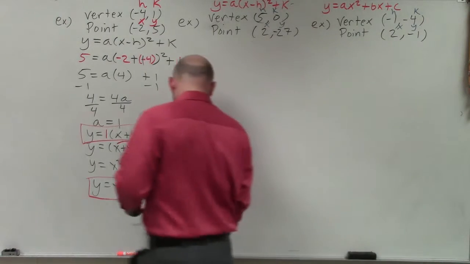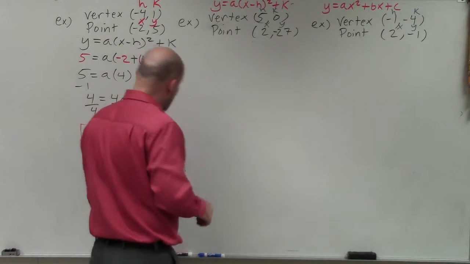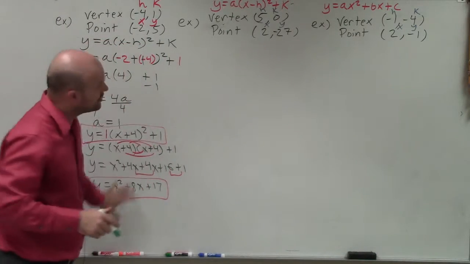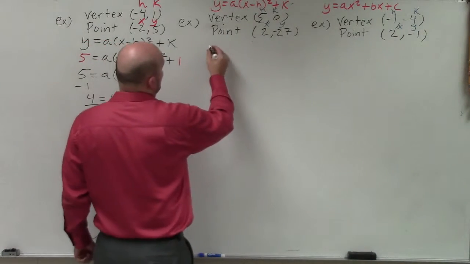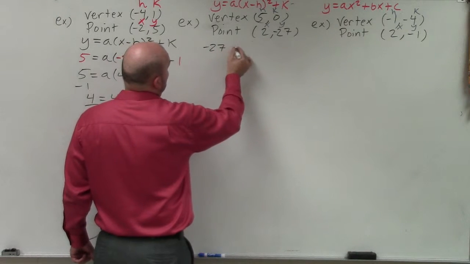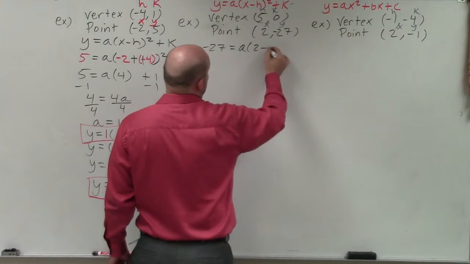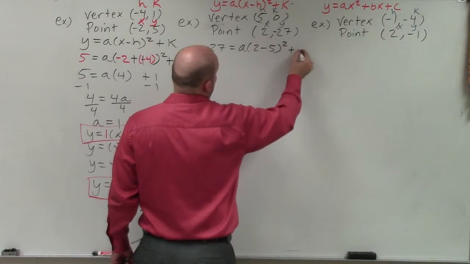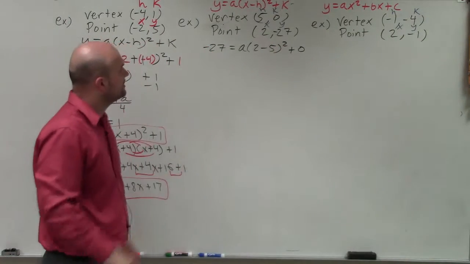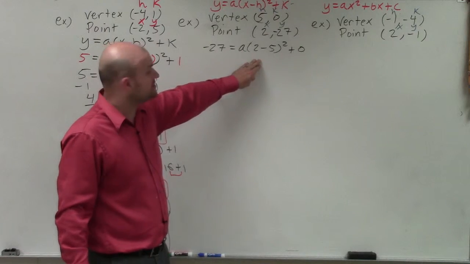All right, so let's plug them into my equation. I'm just going to use black for the whole one rather than using the color coding like I did here. So I have negative 27 is equal to a times x minus h squared plus k, which is 0. Now we'll go through the same steps again.